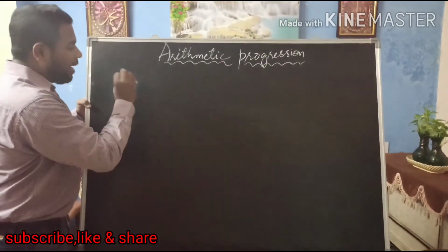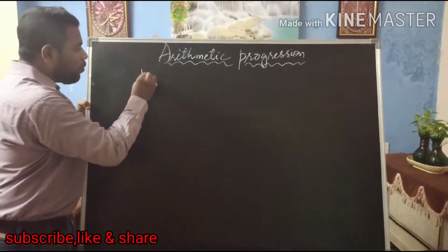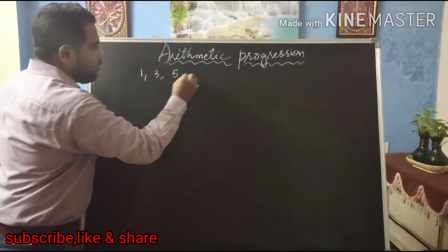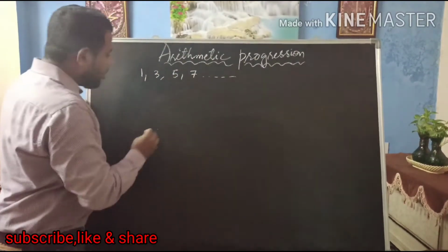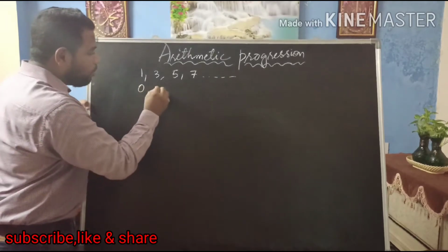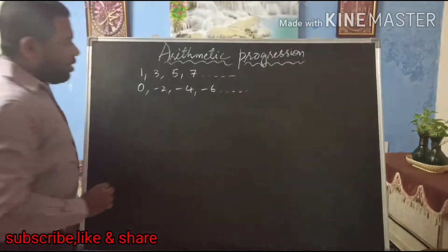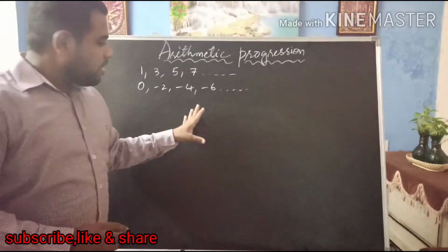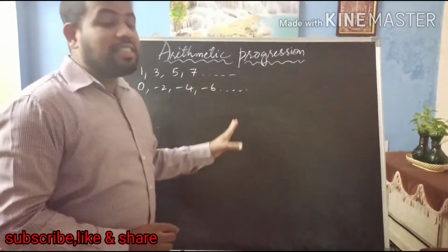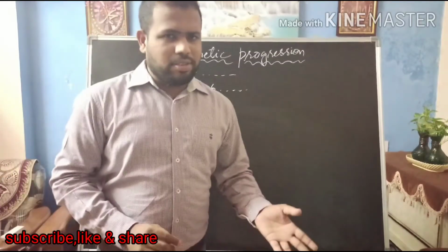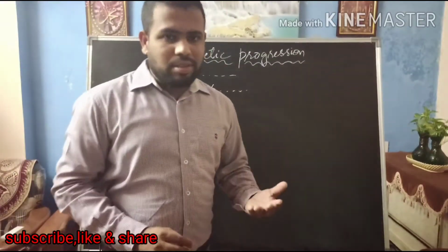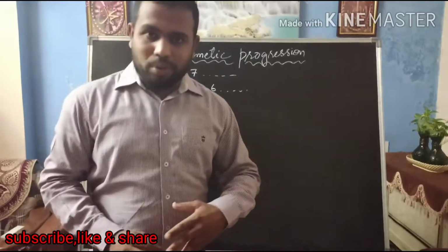I'm just going to write some number patterns here, like 1, 3, 5, 7, and so on, and 0, -2, -4, -6, and so on. These number patterns are generally called sequences. What are sequences? Sequences are the arrangement of numbers in a definite order followed by some rule.